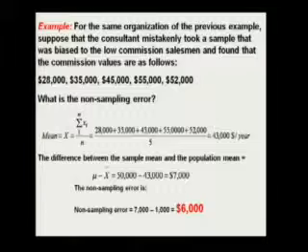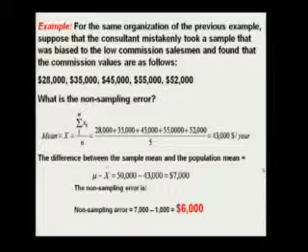In other words, in order to be able to calculate the actual non-sampling error, we really need to know the value of the sampling error. Subtract that from the total error, and that will give us the non-sampling error.